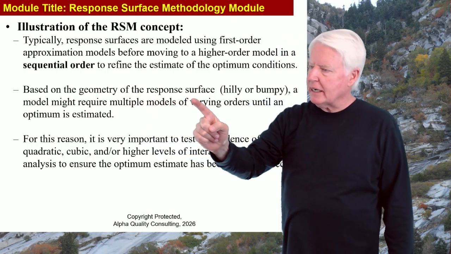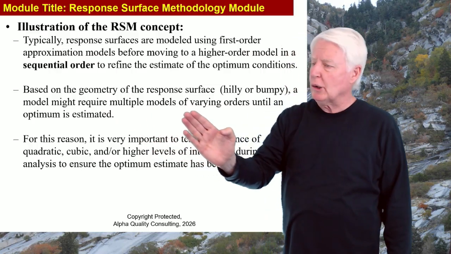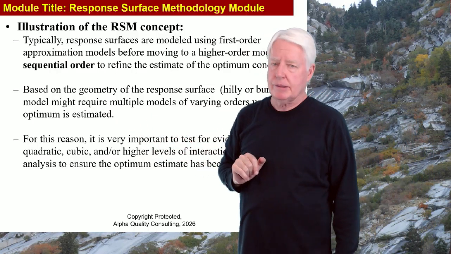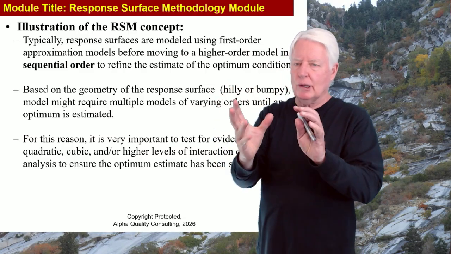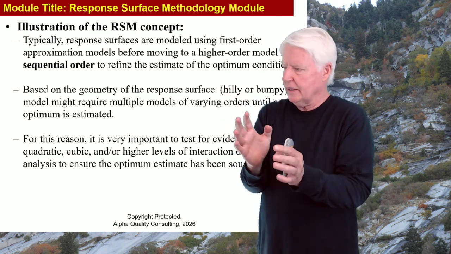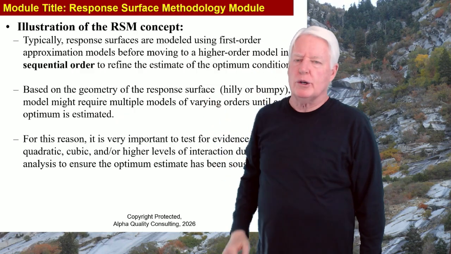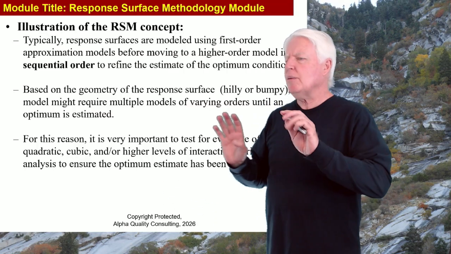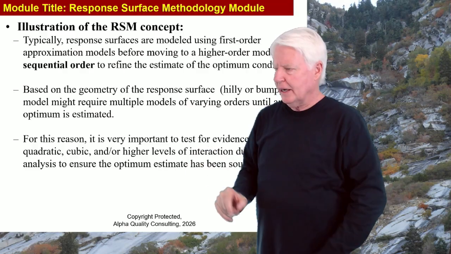Based on the geometry of the response surface, hilly or bumpy, a model might require multiple models of varying orders until an optimum is estimated. So you may have to experiment in this zone a little bit. It may take more than one experiment even. It just depends on how important it is, I guess. You may do your first experiment, say, yeah, this makes wonderful improvement, saves us $1 million a year, I'm happy with it, and you call it good. But you may say, I want to check to make sure there's not another optimum in here, and you may search a few other areas.